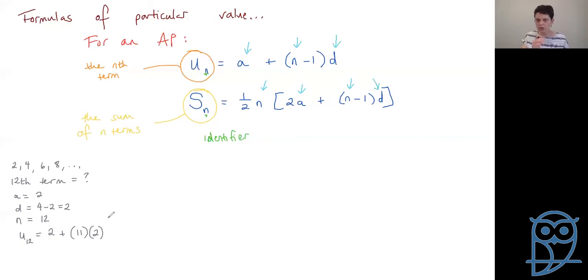And that is why it's also so important. Always, always, always substitute that value of d in brackets, because if it's negative and you don't put the brackets, there is no multiplication. So play safe, always substitute that in brackets. So 2 plus 22 is 24. So the 12th term of our 2, 4, 6, 8 sequence would be 24. But we don't have to sit and list them all out. We can just calculate.